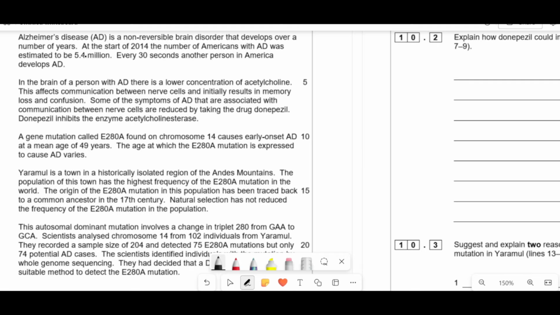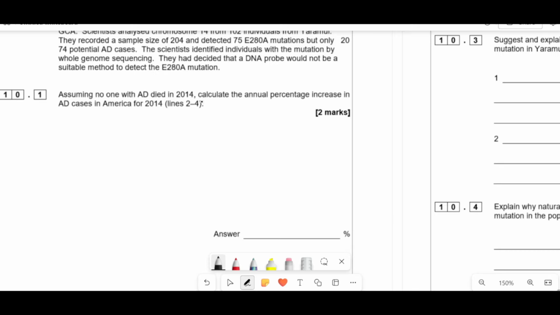So I'm going to skip me reading it just because it doesn't make sense to include that in the video, but you can pause the video and have a read now. Alright, so then it says, assuming no one with AD died in 2014, calculate the annual percentage increase in AD cases for America in 2014. So we're looking at the percentage increase for 2014 of cases, annually.